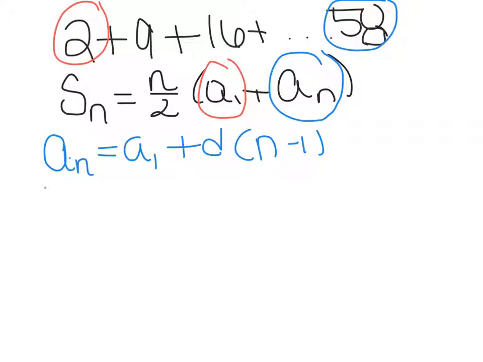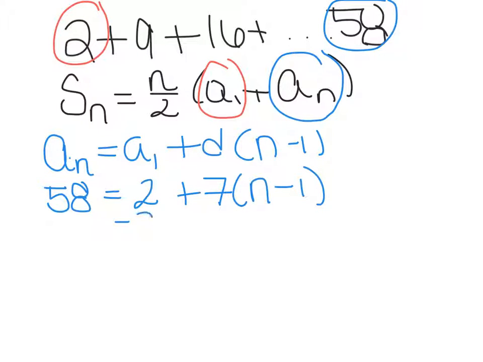This nth term that I'm trying to find, I know that it's 58. I know my first term is 2. I can look at the sequence and say that my common difference is 7, because to get from 2 to 9, I have to add 7, and to get from 9 to 16, you have to add 7, so my common difference is 7, and this n is actually what I'm going to solve for. So I'm going to subtract 2 and subtract 2, and I'm going to get 56.